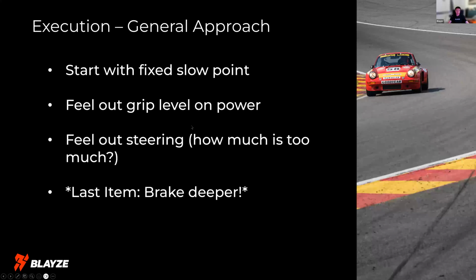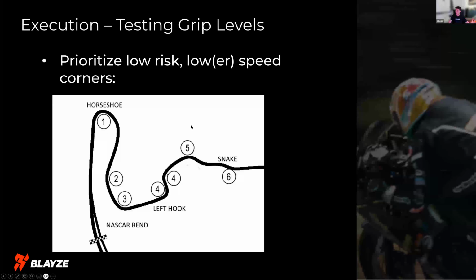As for testing some of those grip levels in a bit more detail, I always like to prioritize the lower risk, lower speed corners to actually feel that stuff out, right? So at VIR, I'm not going to do that in turn 9 or at the top of the hill and feel, if I turn more, does the car actually have some more grip up at the top here? We're going to figure that out first in some of the lower speed stuff, or at least areas where I have some runoff and ability to make mistakes without big consequences. So certainly some areas where I can work on some of those things.